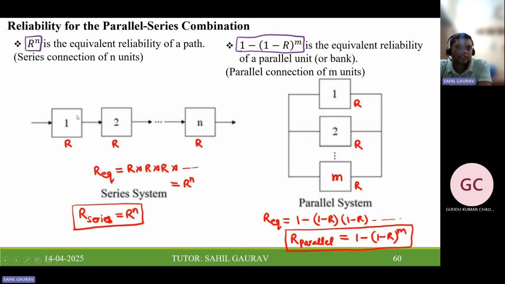Now for the parallel series combination, how will we find the reliability? If the reliability is given for each component, for a series system, just multiply all the reliabilities. So it is R to the power n, while for a parallel system it is 1 minus R, and so on. And if we have m number of components connected in parallel, then it is 1 minus (1 minus R) to the power m.